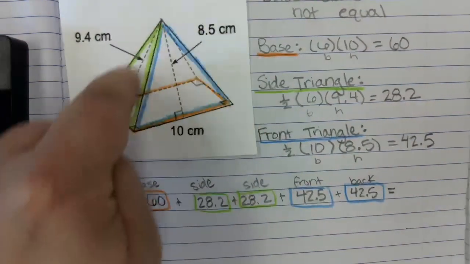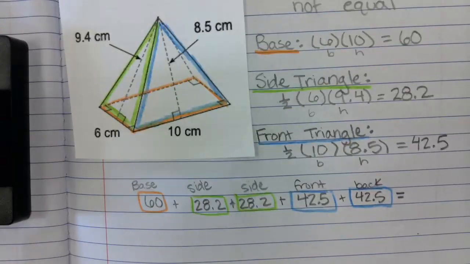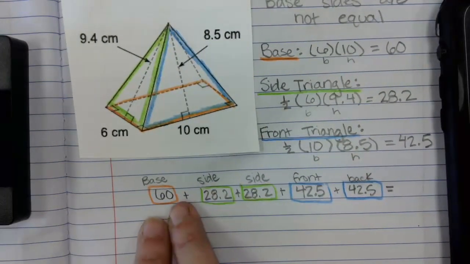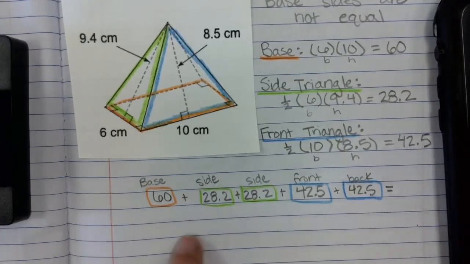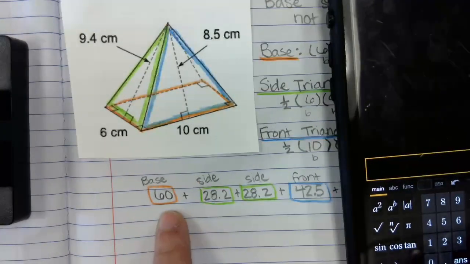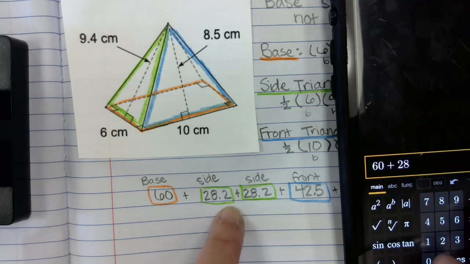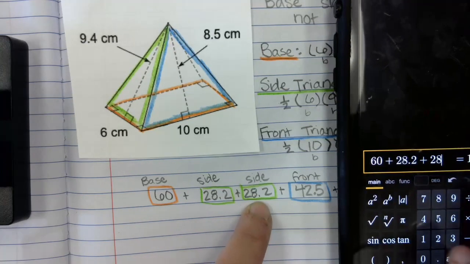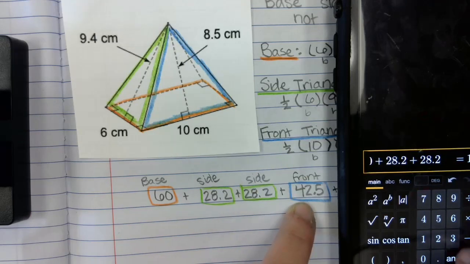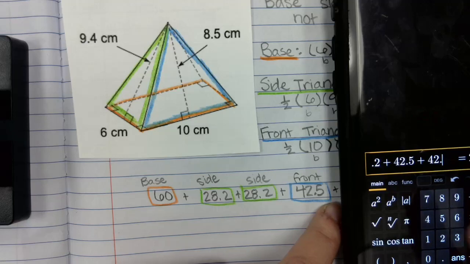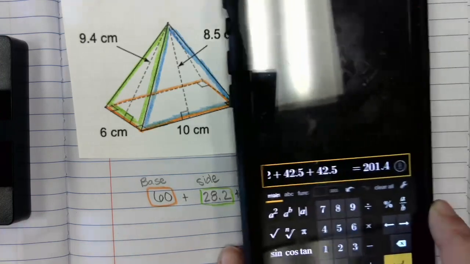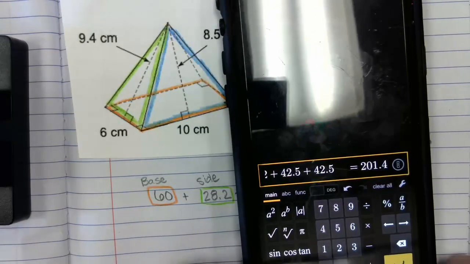Okay, and there should be 4 triangles because our base has how many sides? 4 sides, yep. So we have one base that has 4 sides with 4 triangles. Okay, so we're going to do 60 plus 28.2 plus 28.2 plus 42.5 plus 42.5. And we get a handy dandy 201.4.